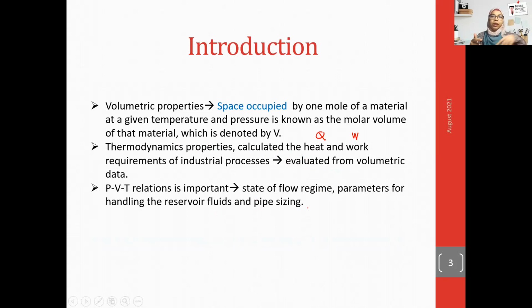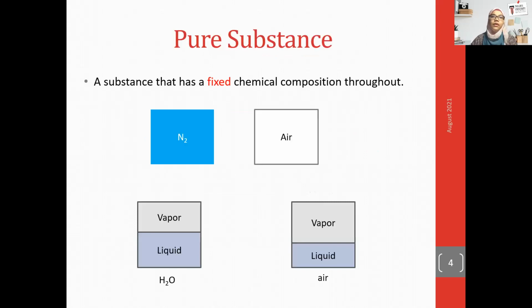As a chemical engineer, one of the main tasks is to be able to design processes. So the PVT relation will help us to conduct the design of the process, for example, to design the piping size and to design the vessel based on the behavior of the substance. Okay, what is a pure substance?